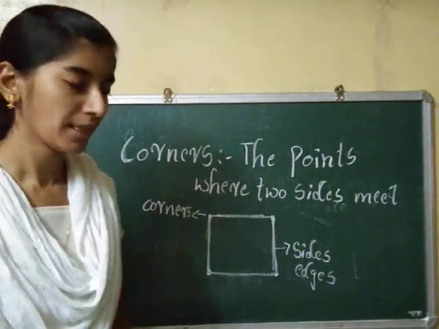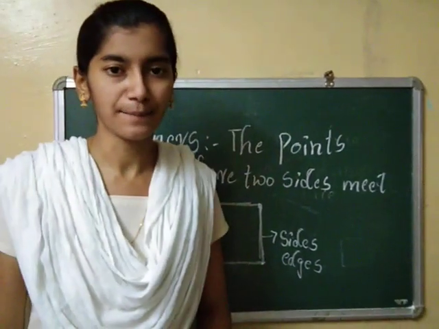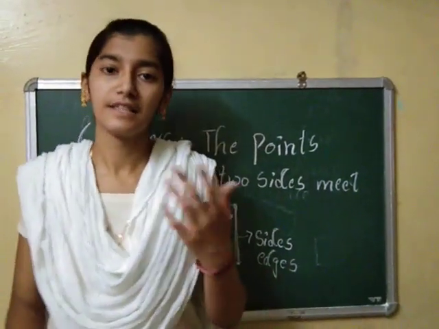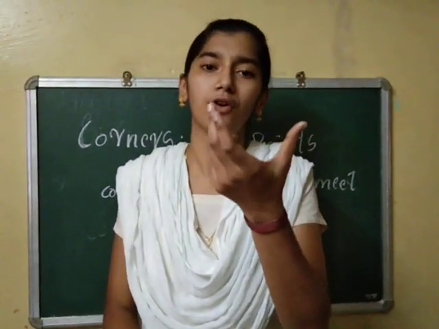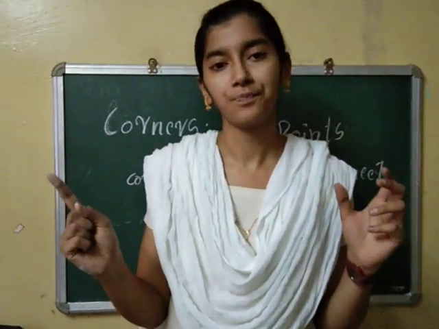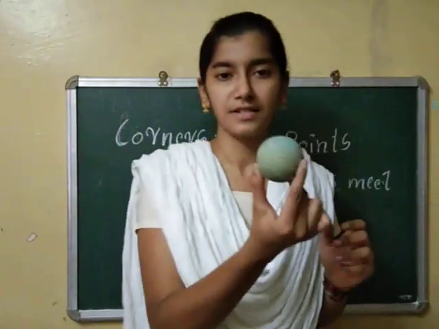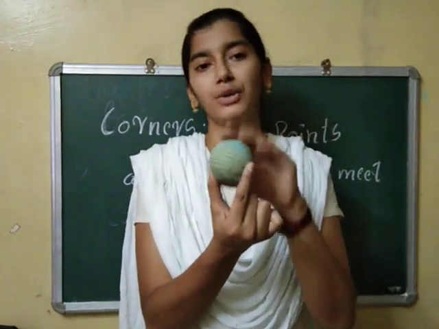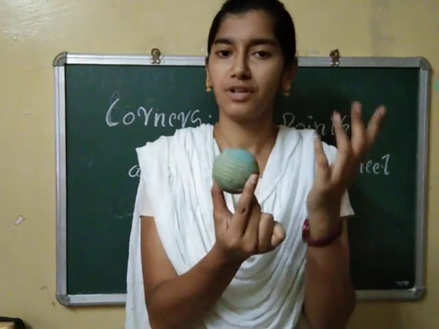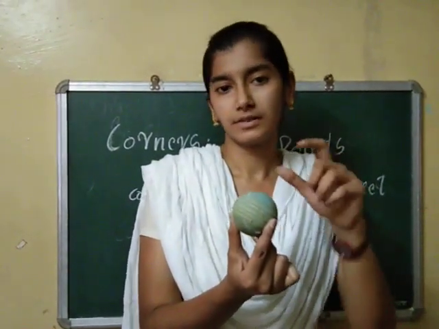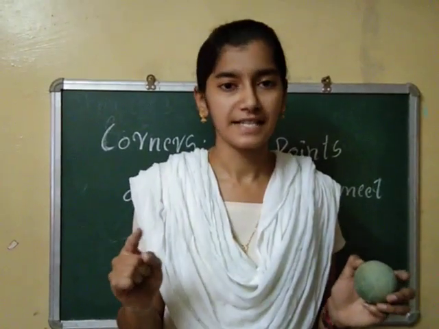Yes. Next, if we are moving for more examples, let me solve. So one more, children, the circle. For example, if I take the ball, it doesn't have any sides, any straight lines, and also it doesn't have any corners. The ending point is not there. So the oval and also the circles, they don't have any sides and corners.